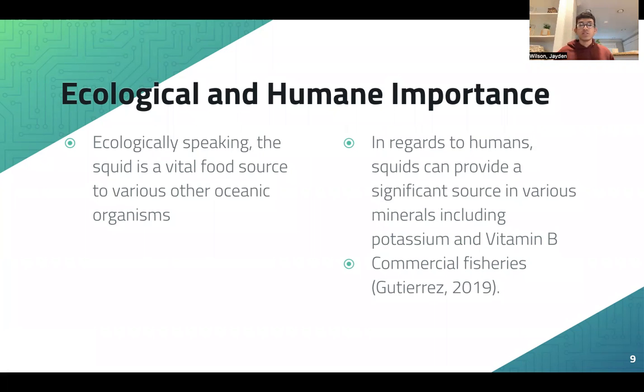And then in regards to humans, if you're eating squid, I think it's really good. They provide a significant source of good minerals for you, like potassium, vitamin B, and stuff like that. And then of course, for commercial fisheries that us humans utilize very much, it's very important to have these squids being involved in that. And then that is it.